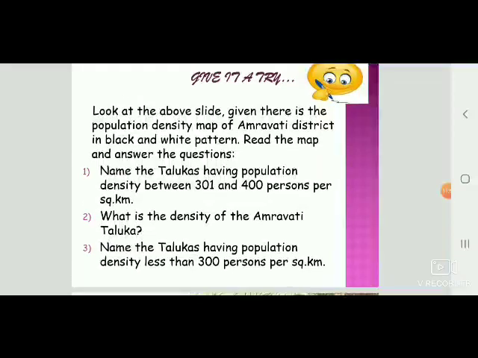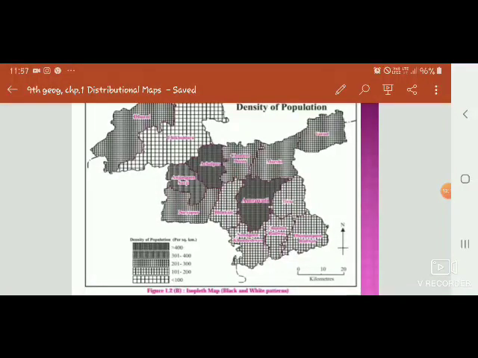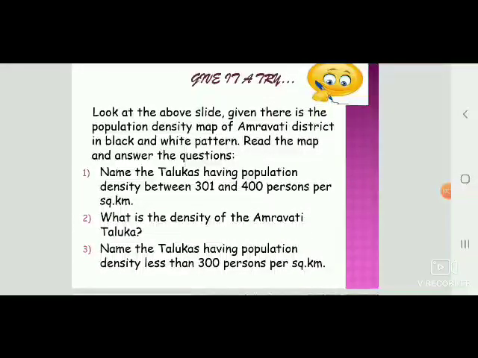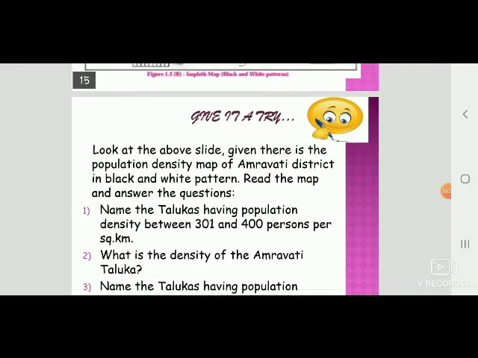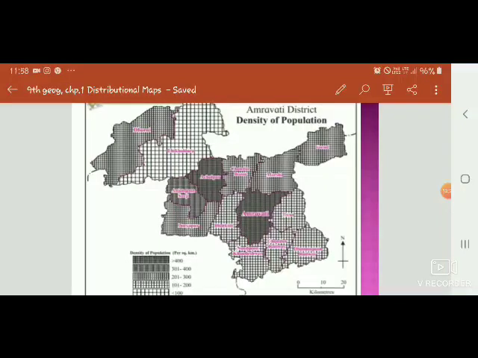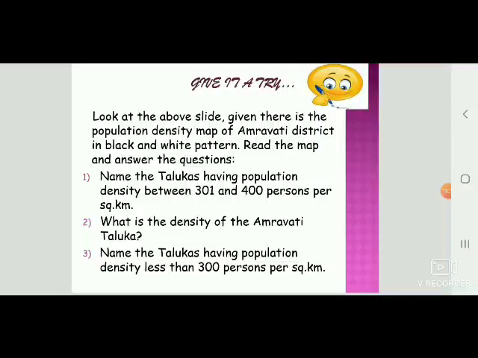First, name the talukas having population density between 301 and 400 persons per square kilometer. Second, what is the density of the Amravati taluka? Third, name the talukas having population density less than 300 persons per square kilometer.